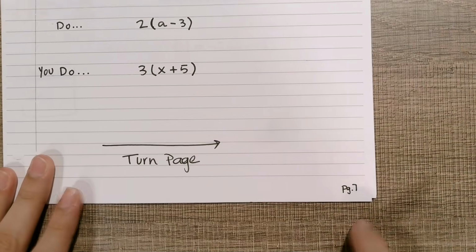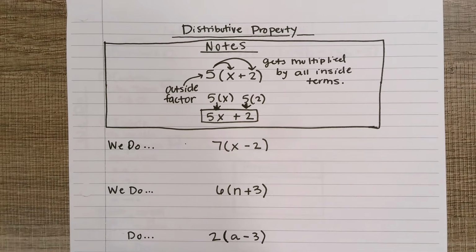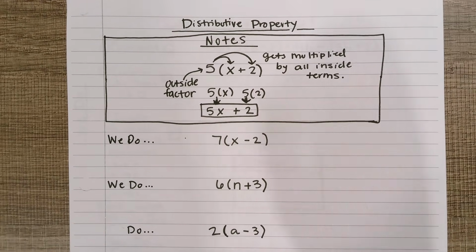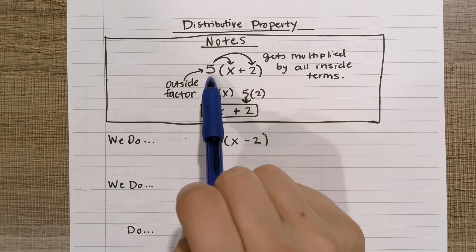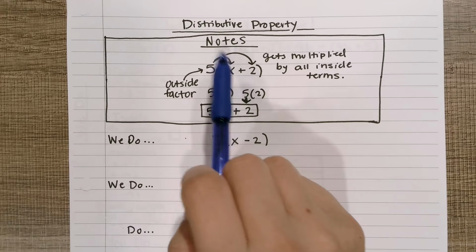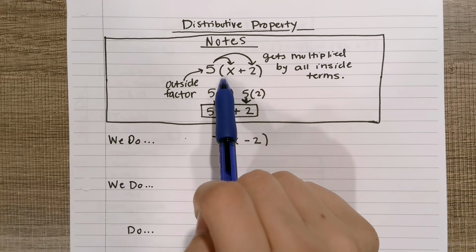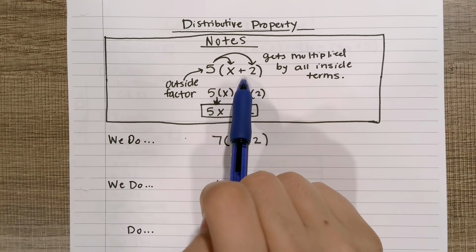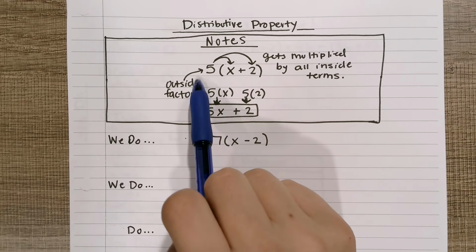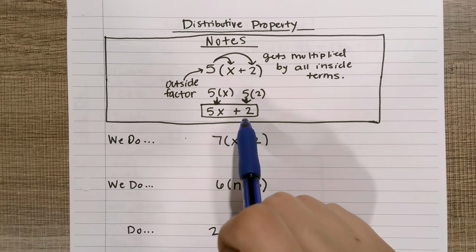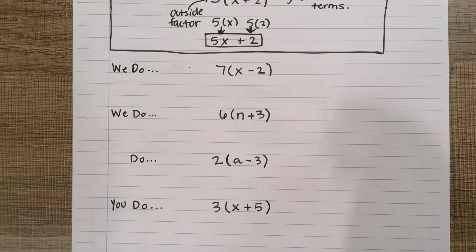So now you should be on page 7 with our distributive property notes at the top. Distributive property is pretty much that the outside factor, which in this case is 5, is going to get multiplied by all inside terms. So we're going to do 5 times x, then 5 times positive 2. 5 times x is 5x. 5 times positive 2 is 2. So 5x plus 2. So now we are going to do this together.